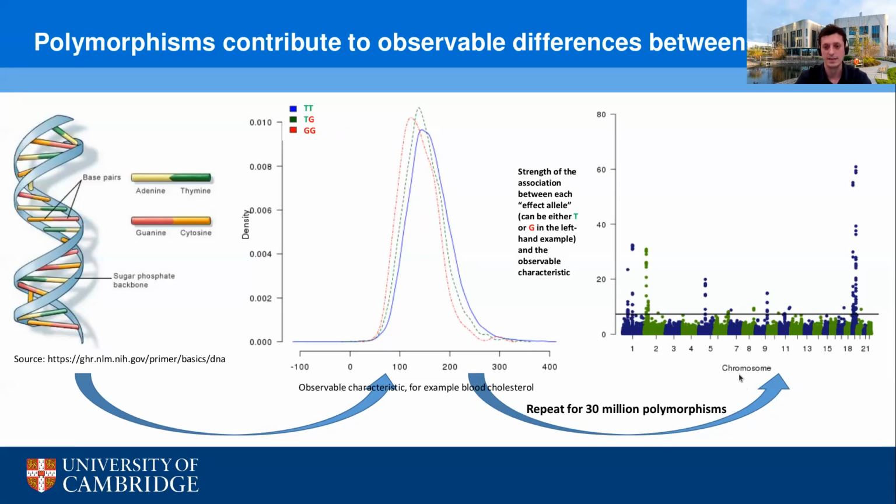On the x-axis, we have the chromosome, we have the position of each individual polymorphism. And on the y-axis, you will have the strength of association between each effector allele and the observable characteristic. So the higher the dot here, the stronger the association. And you can see that, for example, we have a lot of strong association here on chromosome probably 19, and also here on chromosome 5, on chromosome 2, and chromosome 1.